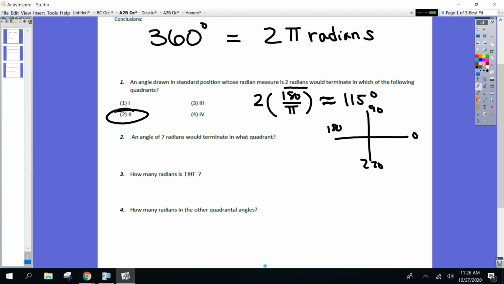All right, you should probably only need a minute. Go ahead and try number 2 out. 7 radians now. Where am I at 7 radians? I'll give you a minute to try that one on your own. 7 radians.